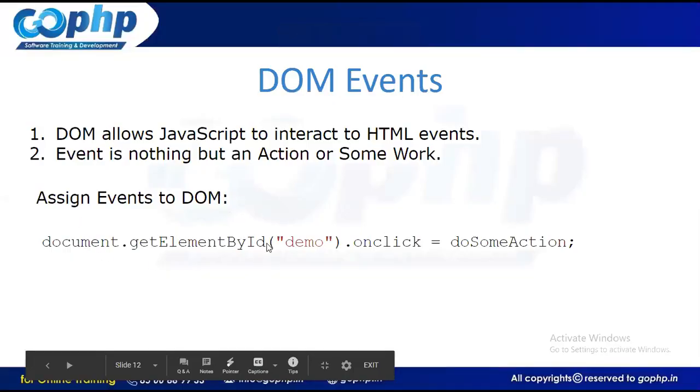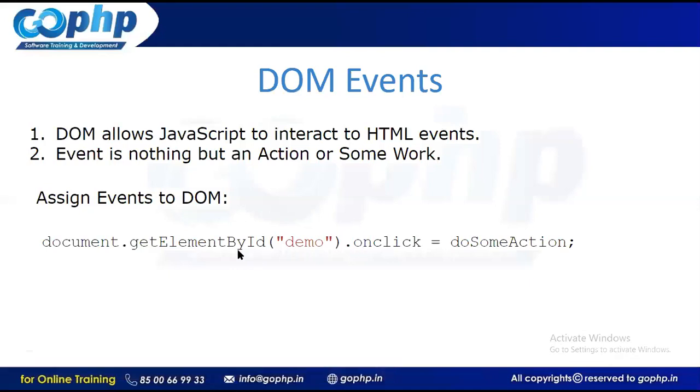How can we assign events to the DOM? We know how to find an element. After finding an element, I want to add an event to it. Say you are finding all the anchor tags, and by clicking an anchor tag, I want to get the information of that anchor tag. So how can we add an event to multiple elements at a time?